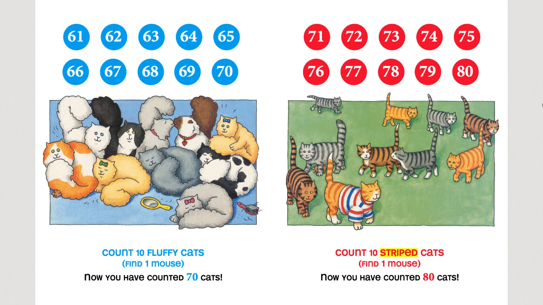Count 10 striped cats. Find 1 mouse. 71, 72, 73, 74, 75, 76, 77, 78, 79, 80. Now you have counted 80 cats.